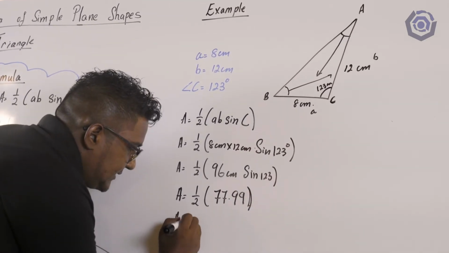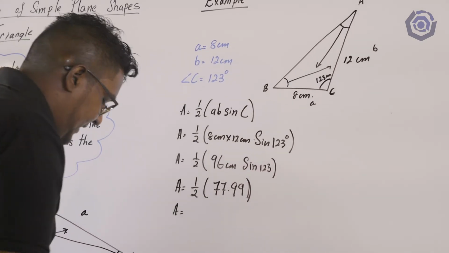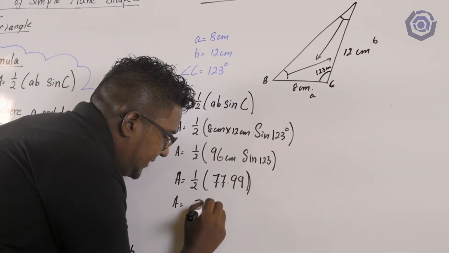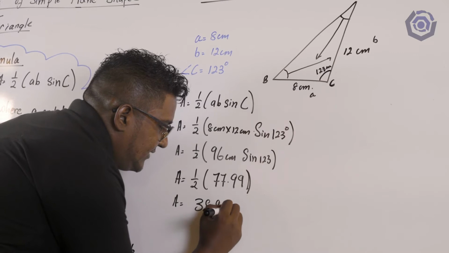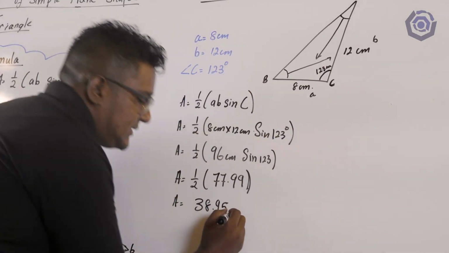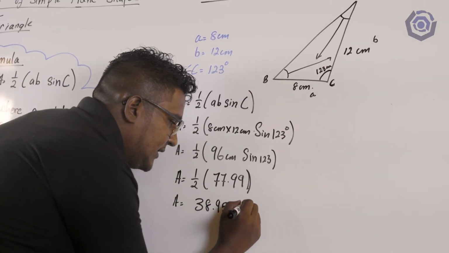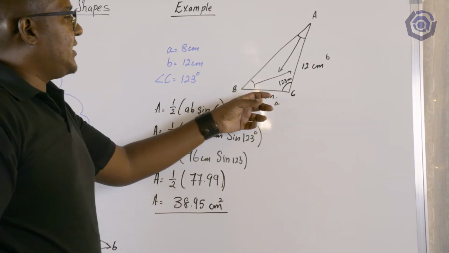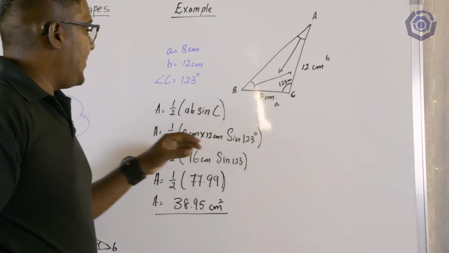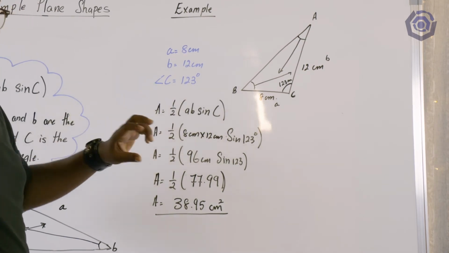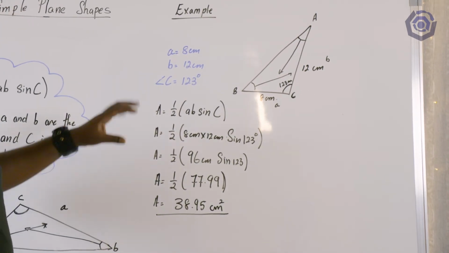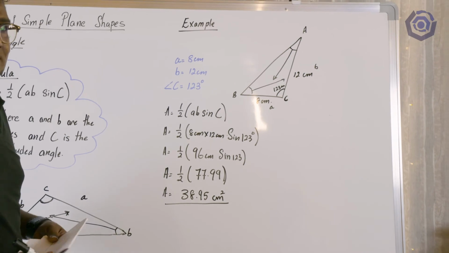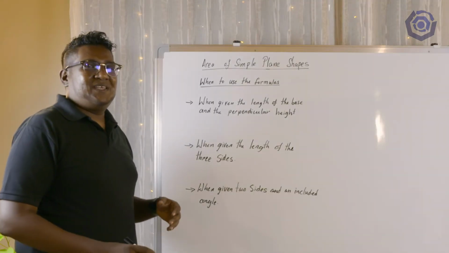A is equal to 1/2 of 77.99, which gives me 38.95, and we're working in cm, so we put back our unit, and that's going to be cm squared. So when you're given two sides and an angle, remember you have to use the formula 1/2 ab sine C to find the area of a triangle.